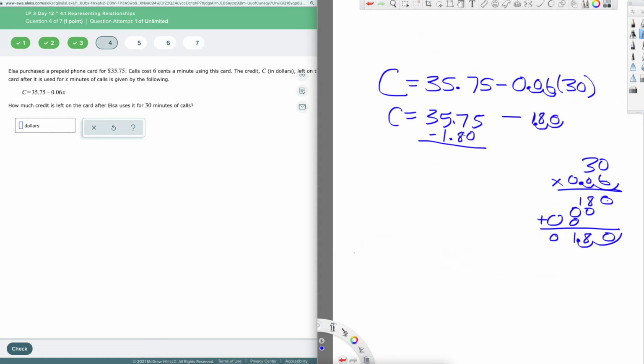I do line up the decimals, and the decimal does come straight down if we're doing addition or subtraction. So now I'm going to subtract. 5 minus 0 is 5. I can't do 7 minus 8, so I'm going to need to borrow here. This becomes 17. So 17 minus 8 is 9. 4 minus 1 is 3. And then I have 3. So for 30 minutes, she spent $1.80, and she still has $33.95 left on that card.